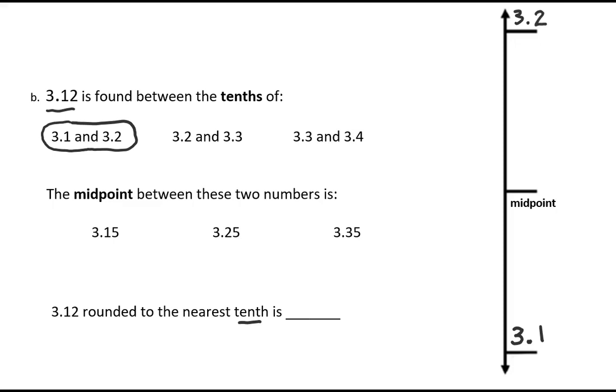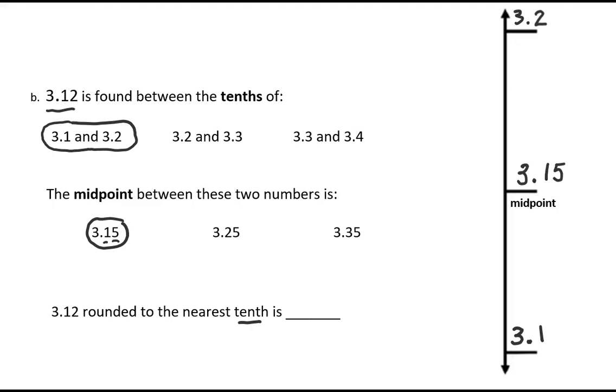Now we need to find the midpoint between 3 1/10 and 3 2/10. Well, halfway between them would be 3 1/10 and 5/100. So anytime we're looking for the midpoint, we're really looking for that 5 in the next place value to the right. So this would be my midpoint. So we'll put that on the number line.